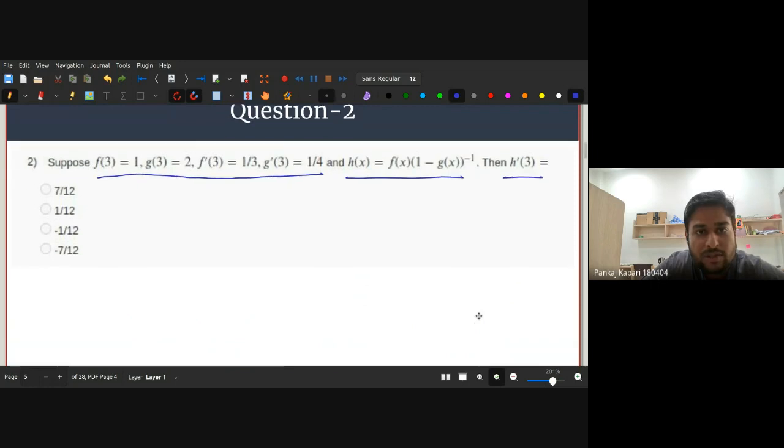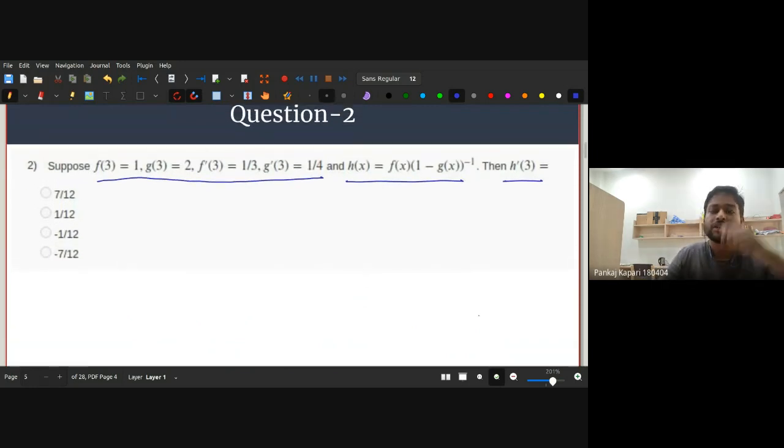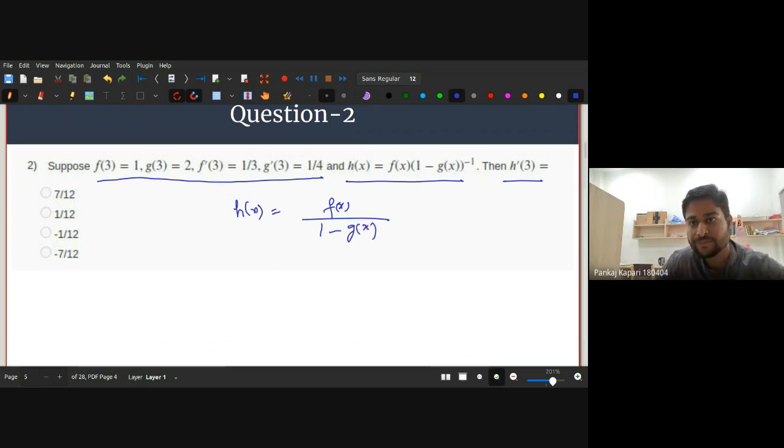So these are some properties of derivatives that we are going to use while solving the given problems. Notice that in this problem, this h of x, the function, is just f(x) divided by 1 minus g(x), and we assume that g(x) is not equal to 1.